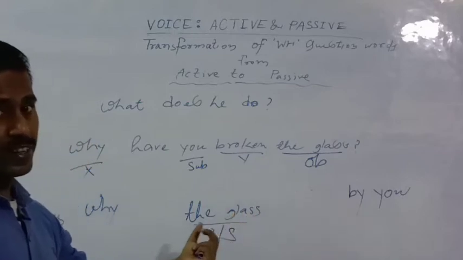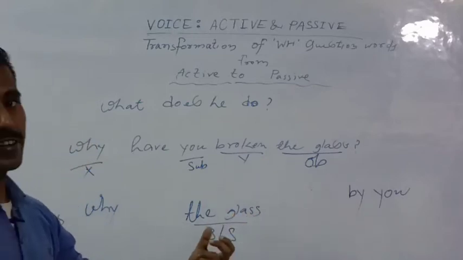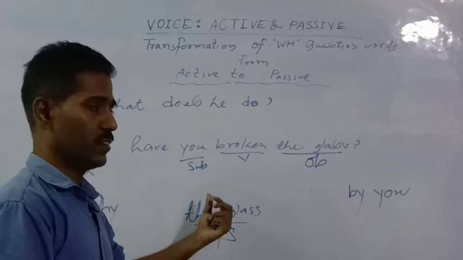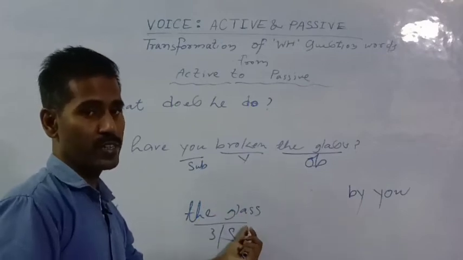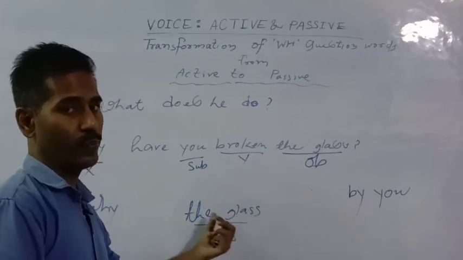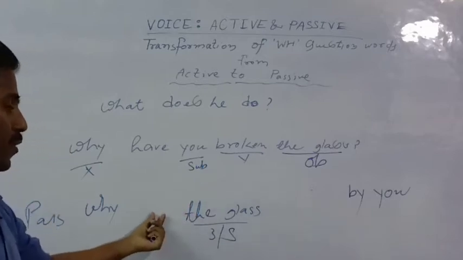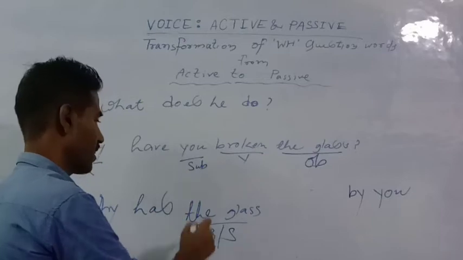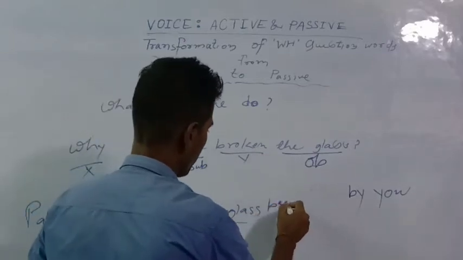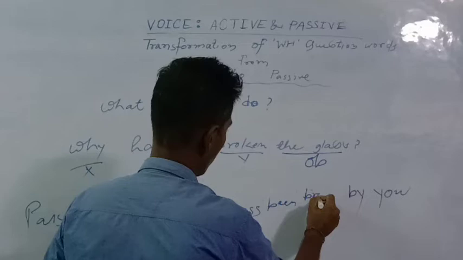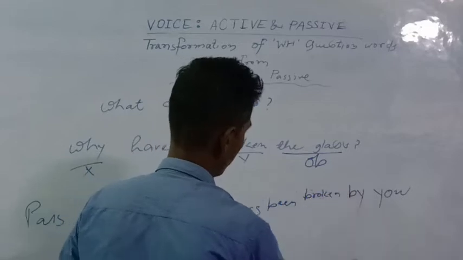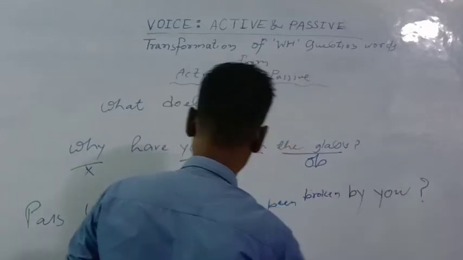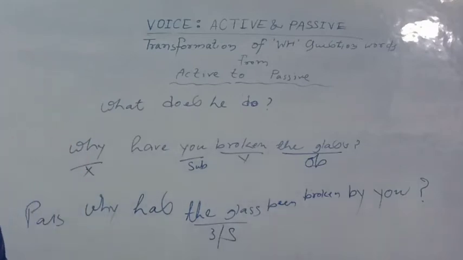But since you are turning it into an interrogative, and you know in an interrogative sentence the verb does not follow the subject, but the subject follows the verb. So the verb will come before the subject. Then why? So why has the glass been, then V3, broken? Why has the glass been broken by you? Are you getting me?